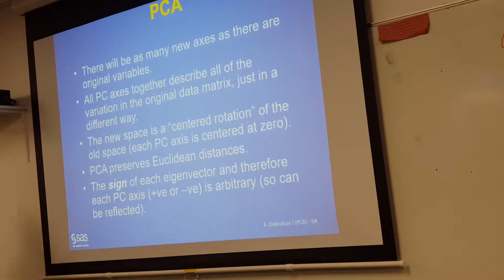This is something that we talked about before. The sign of each eigenvector and each PC axis is arbitrary, right? So we can reflect it. And this is what we found with those bubble plots. Remember I had some bubbles on the right-hand side, and when you calculated them, they were all on the left-hand side? But the interpretation was the same, because it doesn't matter as long as those vectors are also reflected as well. So the sign of each eigenvector is in fact arbitrary. It's just the general direction that's important.